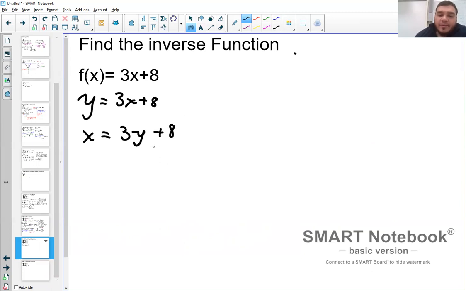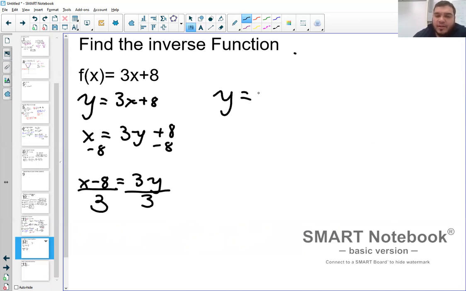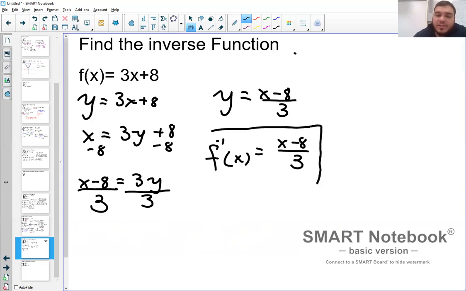Now solve for y. So I'm going to subtract 8 on both sides. So x minus 8 equals 3y. Divided by 3, divided by 3. y equals x minus 8 over 3. So your inverse function, and how we write an inverse function, is f of -1. Notice the -1 is on the f itself and not on the x. It is x minus 8 over 3. Make sure you finish it off by putting the f of -1 to indicate this is your inverse function. Again, box your answers. It makes it easier for me to see what you actually answered versus what you didn't answer.